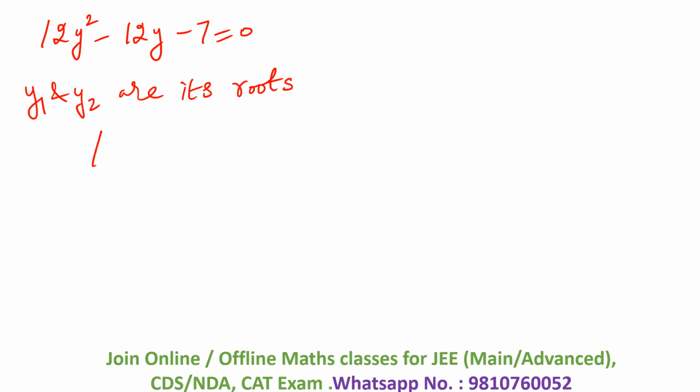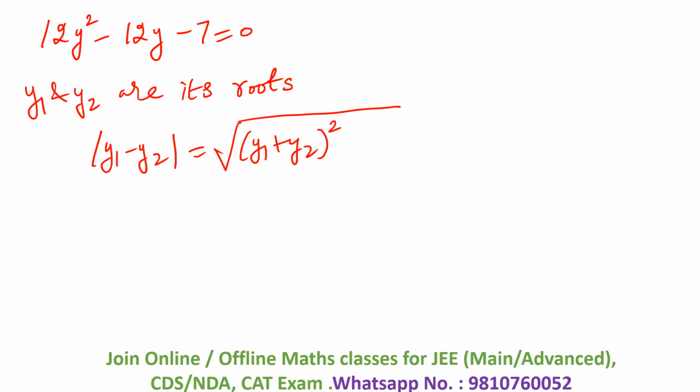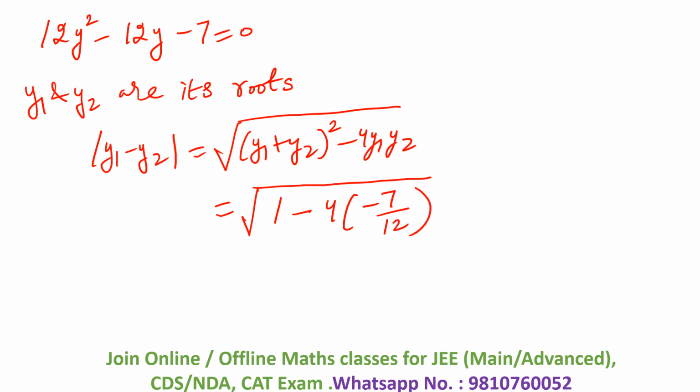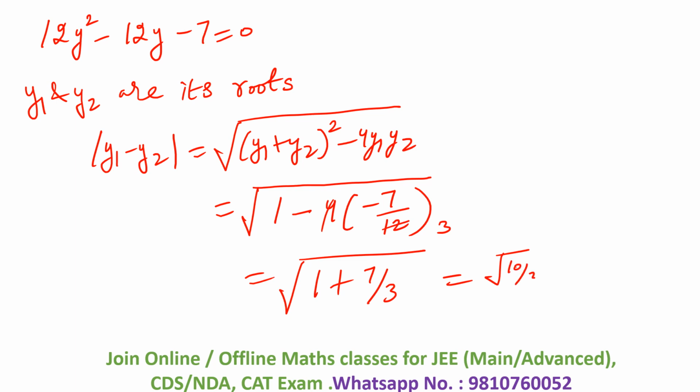Right? Now |y1 − y2| can be written as the square root of (y1 + y2)² − 4y1y2. Basically, it represents the absolute difference of the roots. Now students, just put in the value of the sum of roots and product of roots and you will get the value. So this is the square root of 1 − 4 times (−7/12). And this becomes the square root of 1 + 7/3, which becomes the square root of 10/3.